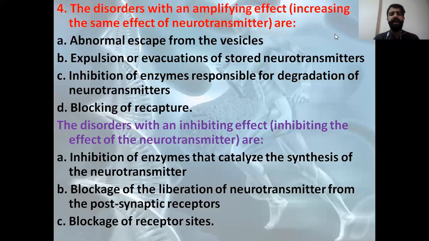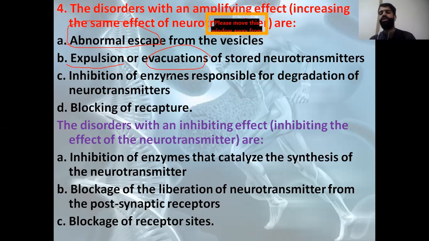Part 4 talks about the disorders that occur when we have amplifying effects, an increase in the effect of the neurotransmitter. What are they? Maybe we have an abnormal escape of the neurotransmitter from the secretory vesicles in the presynaptic terminal, or an expulsion or evacuation of the stored neurotransmitters, which are released. Or we have inhibition or blockage of the enzymes that allow the degradation of the neurotransmitters.